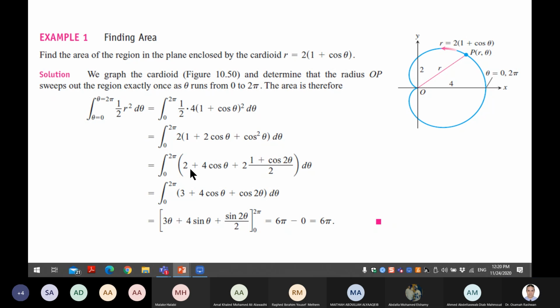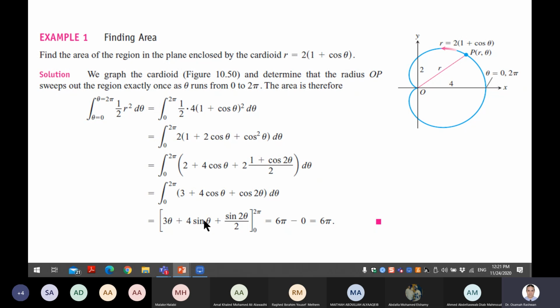Now, if I go for this one, I have 4 cosine theta, 2 times half will be 1, 1 plus 2 will be 3, and then cosine 2 theta, because this 2 will be cancelled with this one, right? Now I know how to integrate any constant. It will be the constant times the variable here, theta. Plus 4 is a constant.